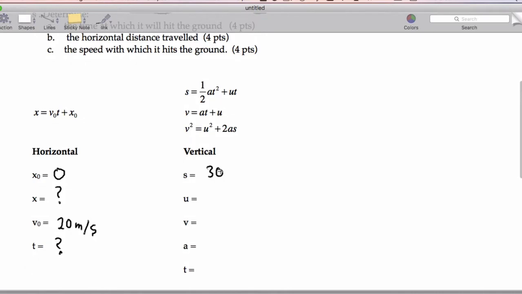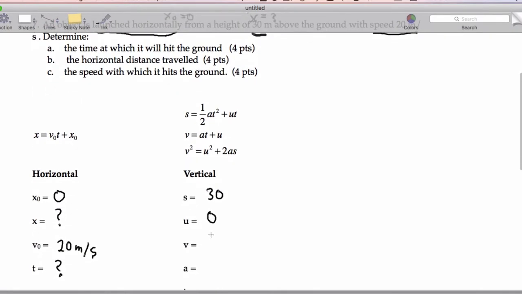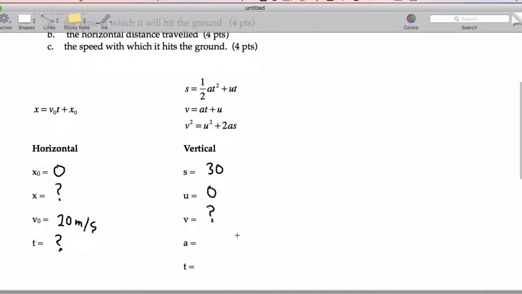S is 30. Once again, our initial velocity vertically is non-existent. There's just none there at all, which is why u is 0. V is unknown. The acceleration is the acceleration because of falling, so that's going to be gravitational acceleration. A lot of people just say the word gravity as a shorthand, but I want to be really clear that this is the acceleration due to gravity, which is 10 meters per second squared, and t is our unknown.